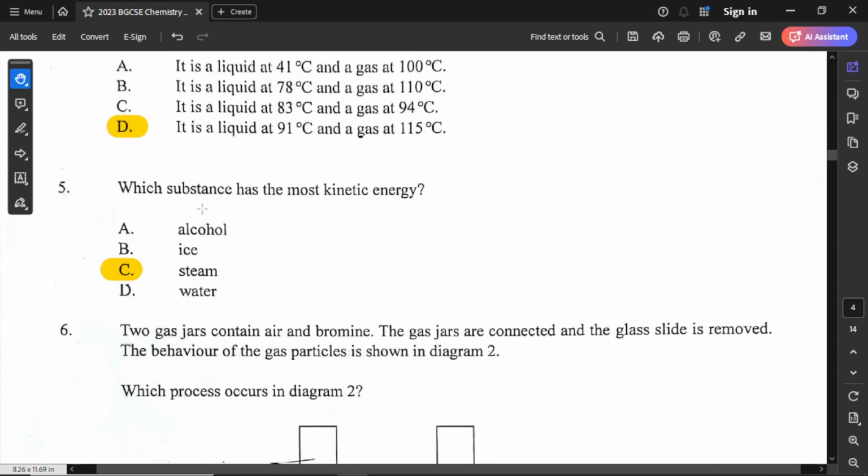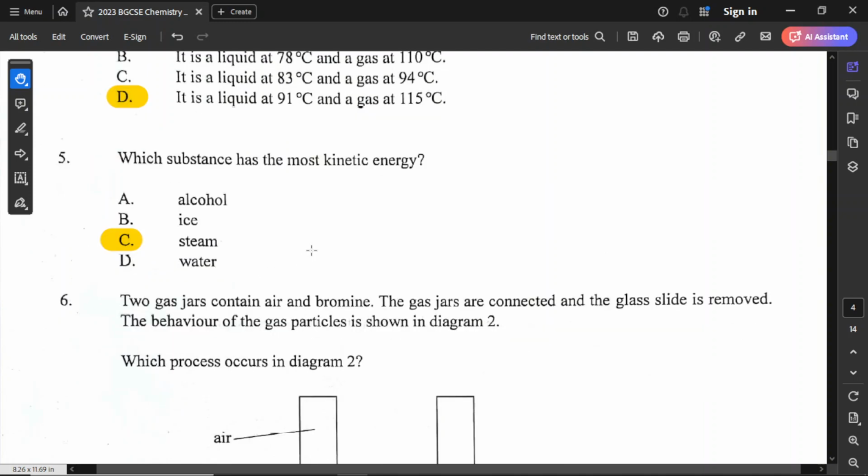Number 5, which substance has the most kinetic energy? To have the most kinetic energy, it means that it must move the fastest. And of course, gaseous substances move the fastest. So therefore, C is correct, which is steam.